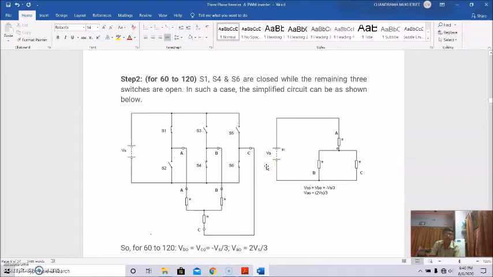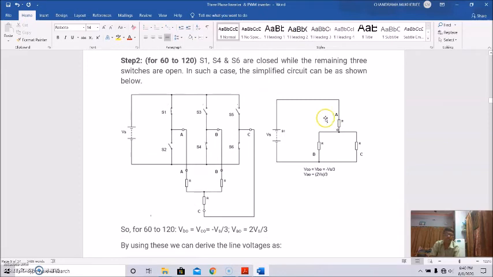In such a case, the simplified circuit will be like this. This is S1, and S4 is here. This is the B, and S6 means this. So this is the simplified circuit.